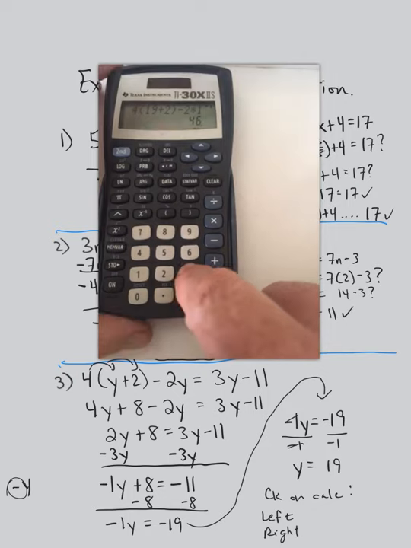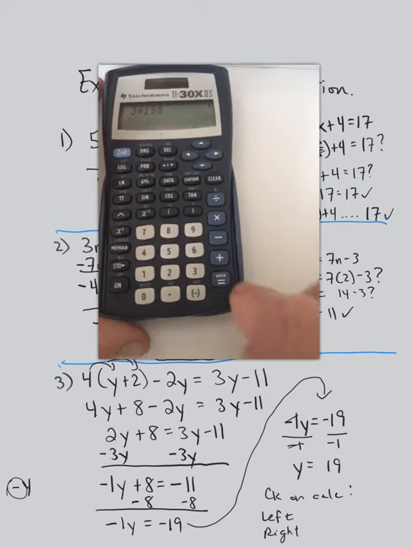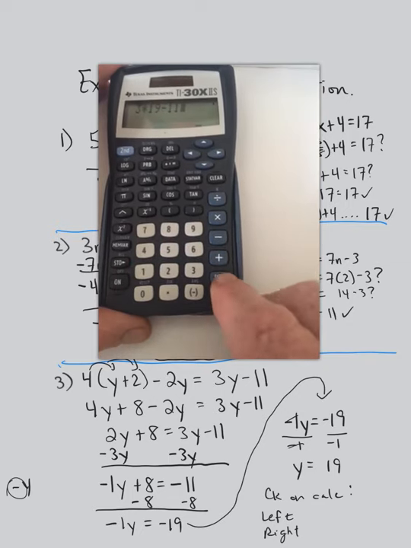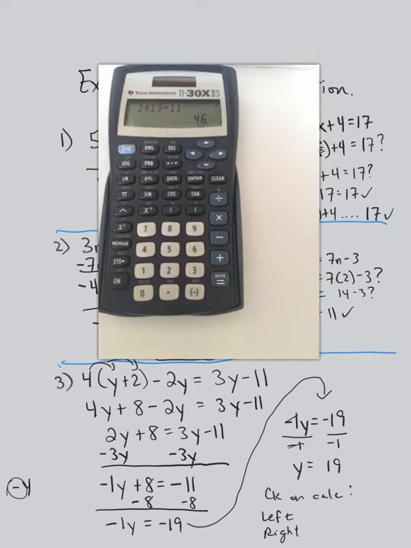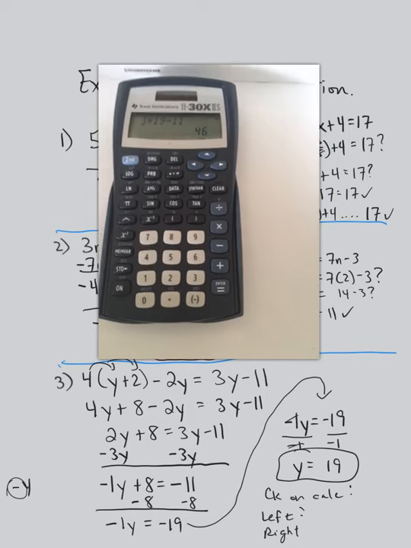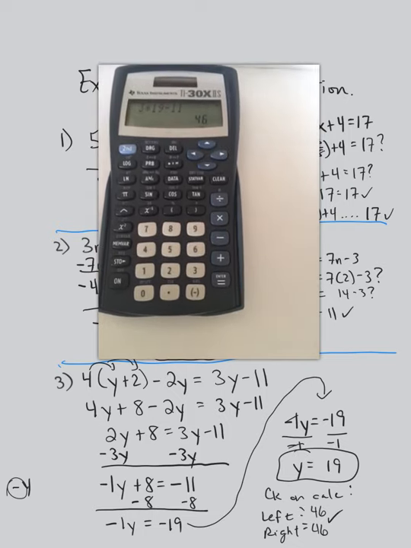So my right side is 3 times y, so that's 19, and then minus 11. Like that. Let's hope it equals 46. Oh, yay, it does, okay? And so now we know that we're correct, and that's a good time to circle your answer. So my left side was equal to 46, and my right side was equal to 46. So I got the same thing on both sides.